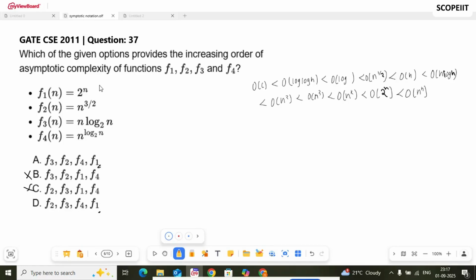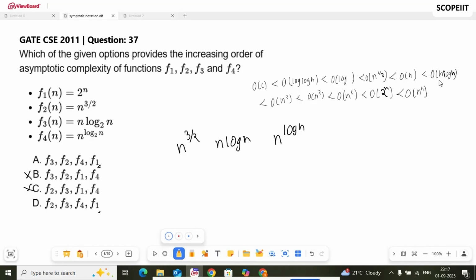Now next, if you see, we have three values. One is n to the power 3/2. Another one is n log n. And the third one is n to the power log n. Now let us compare which is greater, n to the power any value or n log n.